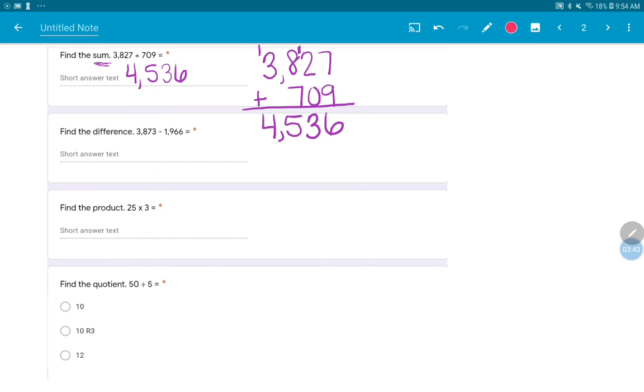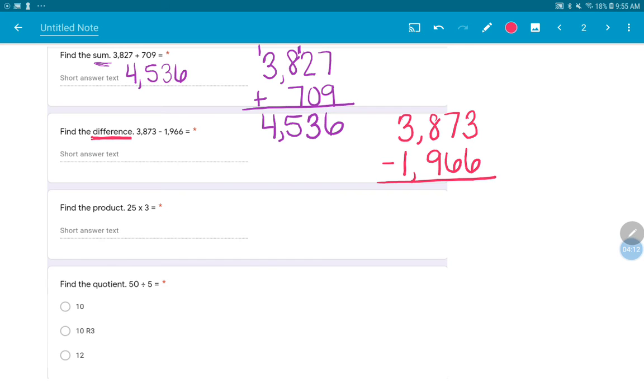All right, the next problem asks me to find the difference. What does the word difference mean, Caden? It means not equal. Well, I'm looking for the difference. Subtraction. I'm looking for the answer to a subtraction problem. So we have 3,873 and 1,966.